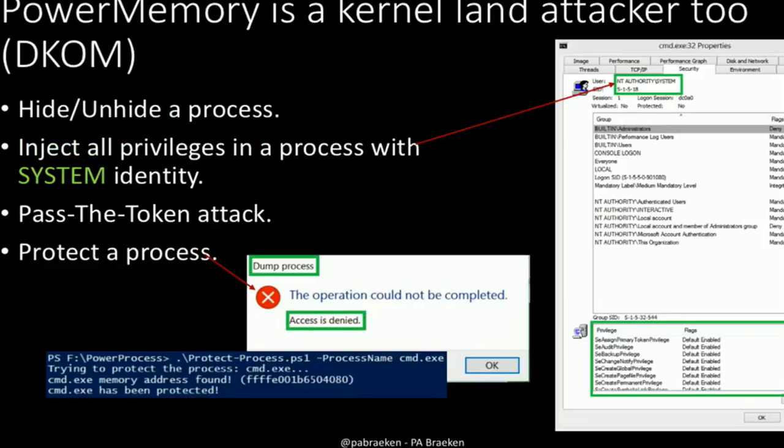PowerMemory is also a kernel-land attacker. With DKOM, direct kernel object manipulation, you can do pretty much everything you can imagine, like hide a process. I made some POCs, injecting all privileges in a process with SYSTEM identity, because I found, with a lot of empirical approach on many different operating systems and versions of Windows, that the SYSTEM hash is always the same, whatever the system. So you can inject this identity pretty easily.